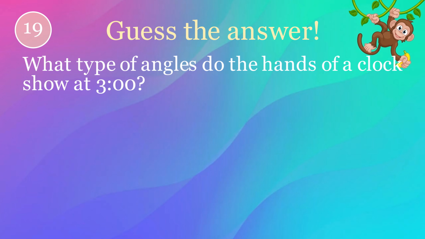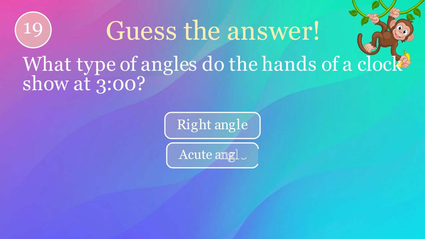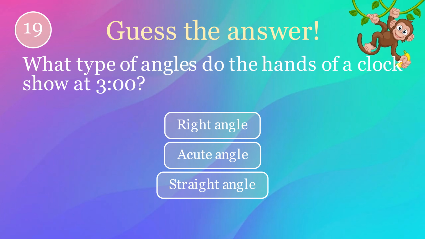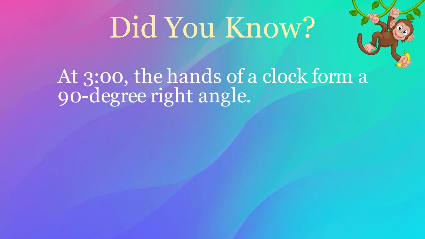What type of angles do the hands of a clock show at 3 o'clock? Right angle. Acute angle. Straight angle. The correct answer is right angle. Here's an interesting fact. At 3 o'clock, the hands of a clock form a 90-degree right angle.